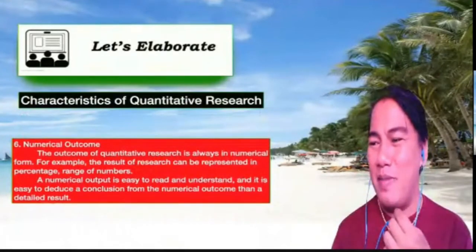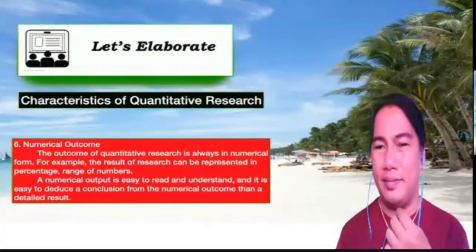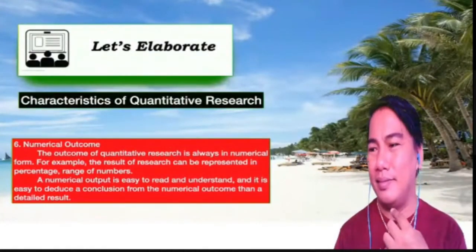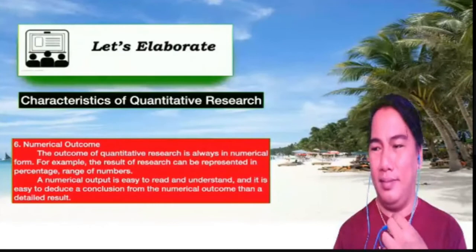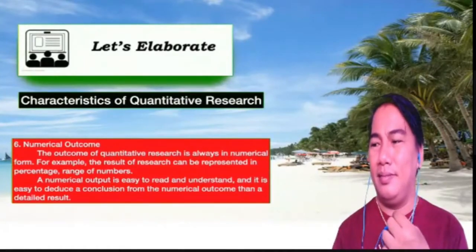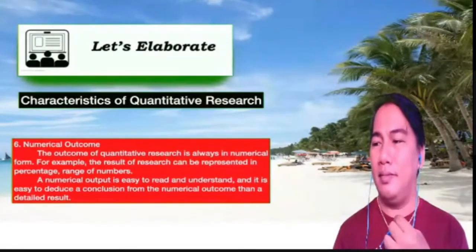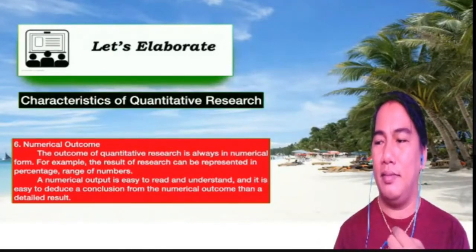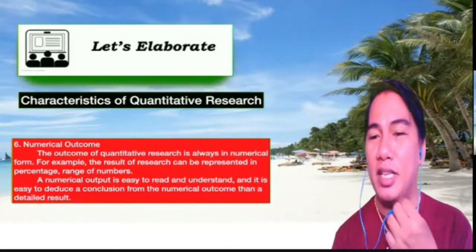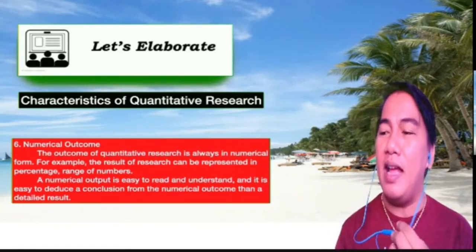Number 6, numerical outcome. Could you please read, Cedric? Numerical outcome. The outcome of quantitative research is always in numerical form. For example, the result of research can be represented in percentage, range of numbers. A numerical output is easy to read and understand, and it's easy to deduce a conclusion from the numerical outcome than a detailed result. Thank you very much, Cedric. So, it is easy to deduce a conclusion from the numerical outcome than a detailed result.